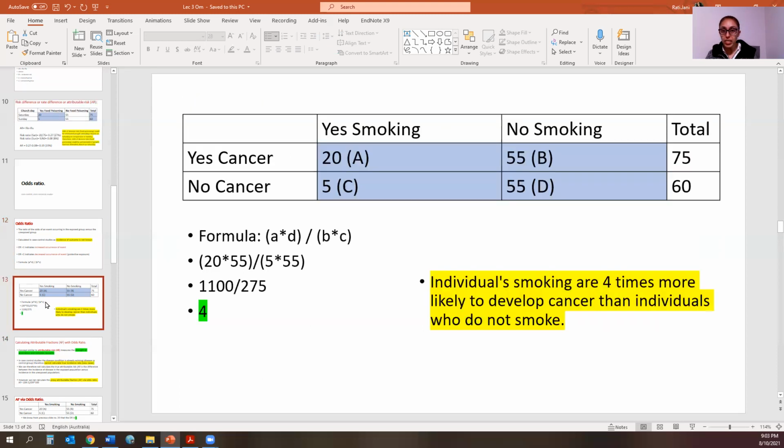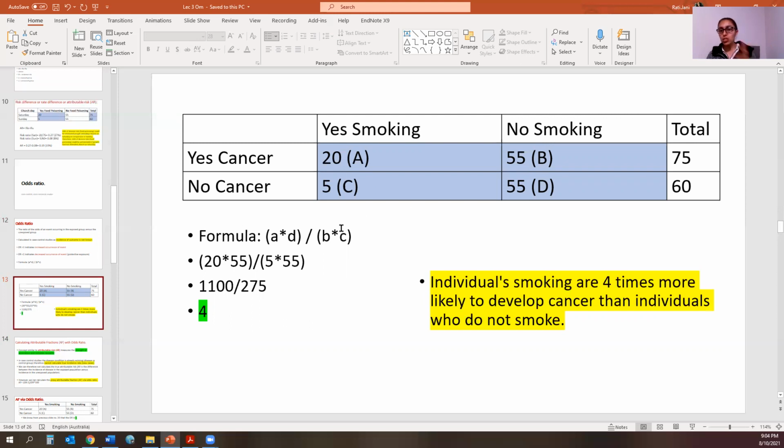So let's again look at an example. Yes cancer, no cancer, meaning you have a group which has cancer, and the other group does not have cancer. So true incidence is not possible to be identified. And then you are seeing how many of them smoke and how many of them do not smoke. So now in this example, how do you calculate odds ratio?